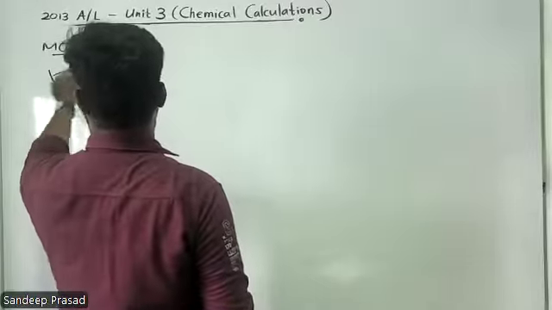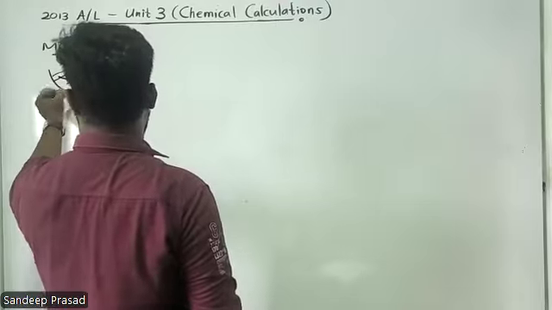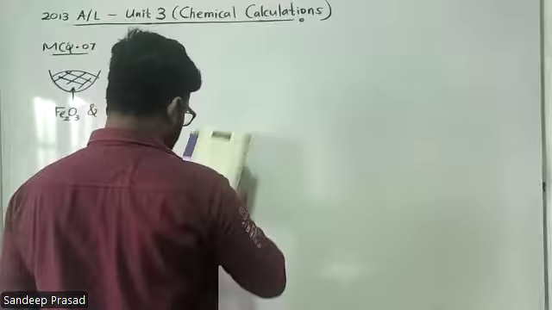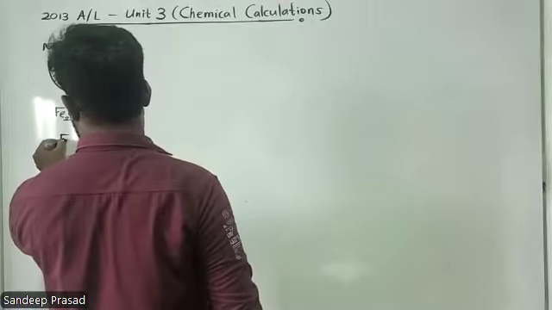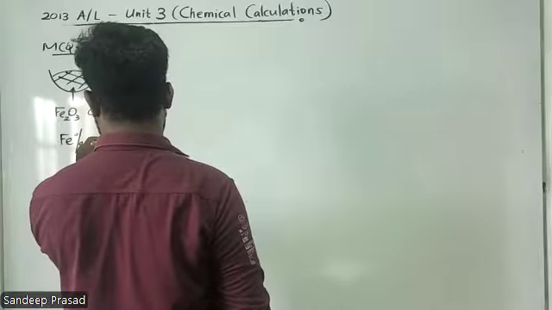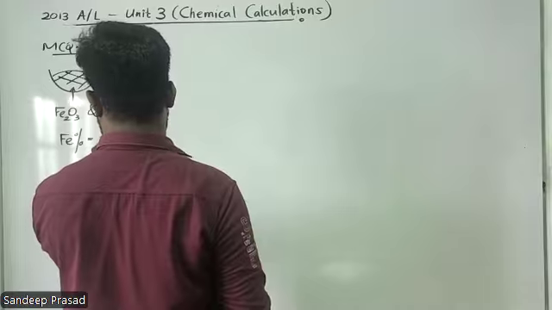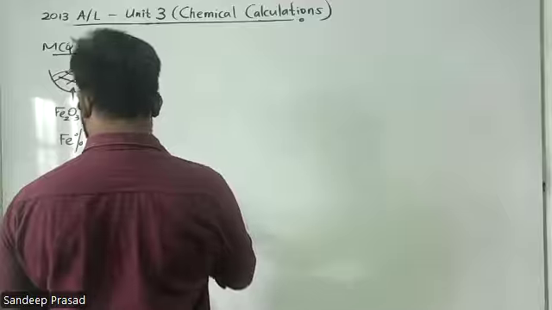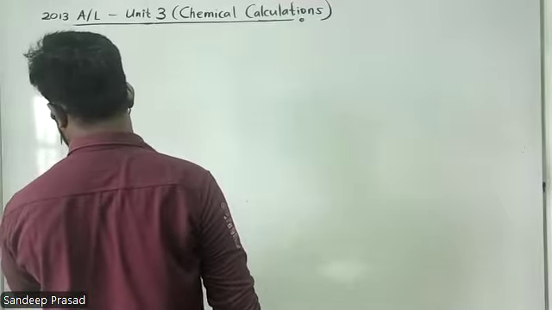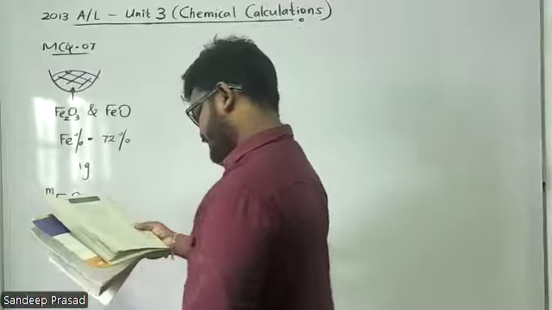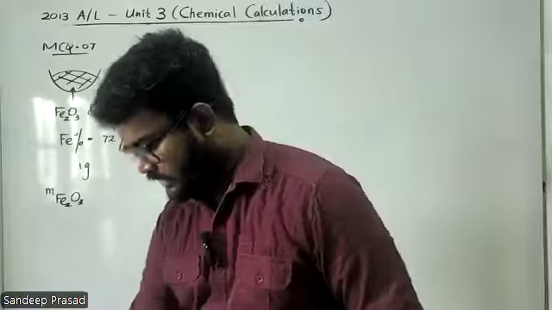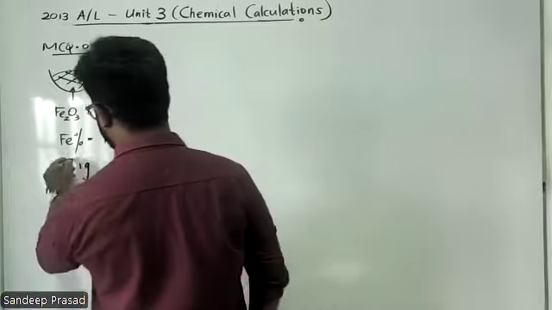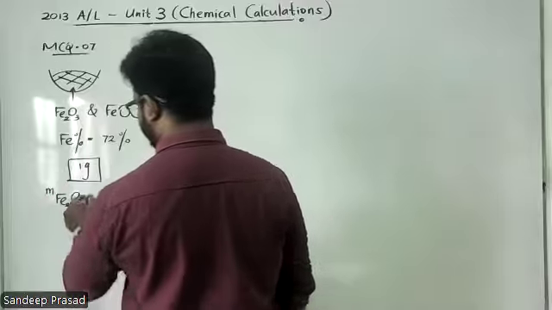Right, okay. So there is a mixture that contains ferric oxide, Fe2O3, and ferrous oxide, FeO. They have given that the iron percentage is 72. And if we consider 1 gram, they're asking what is the mass of Fe2O3. There are no inert substances, only these two. Since the total mass is 1 gram, let me find out here.